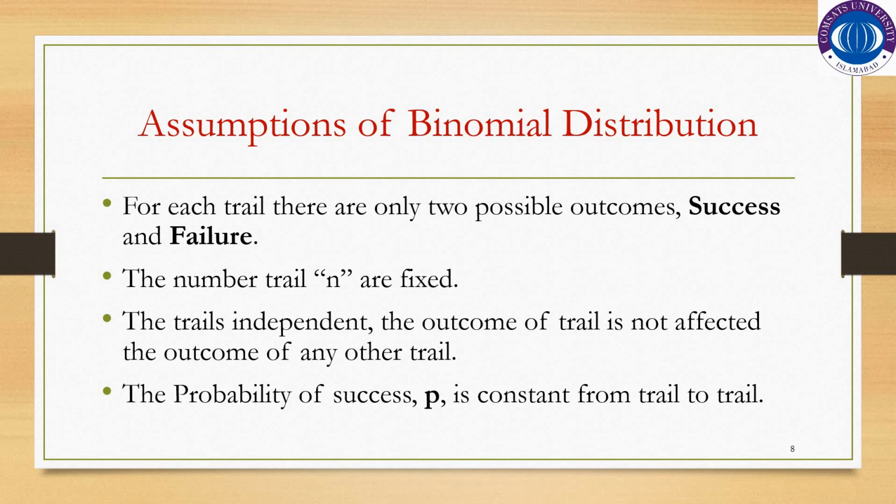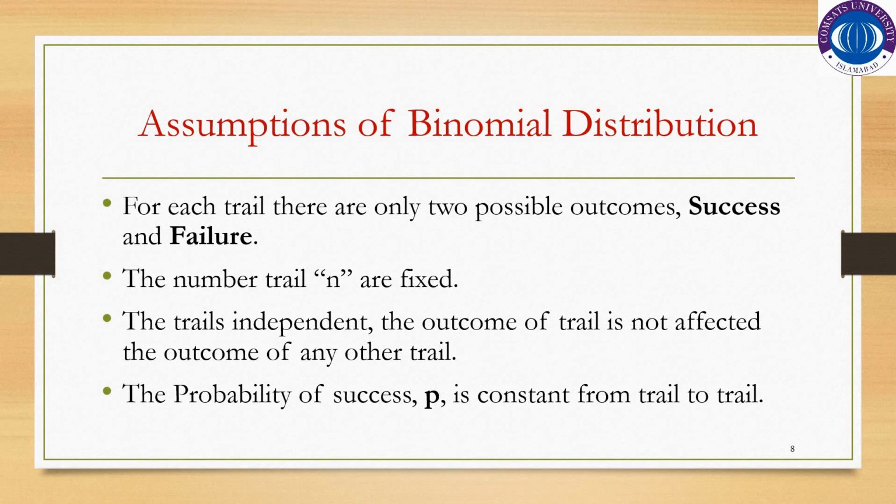So there are two assumptions on the trials. First, trials are fixed, and the other is trials are independent. Trials do not depend on anything else. The outcome of a trial is not affected by the outcome of any other trial. And the last assumption of binomial distribution is that the probability of success, denoted by small p, is constant, or the same from trial to trial. The probability of success will not change from one trial to another.